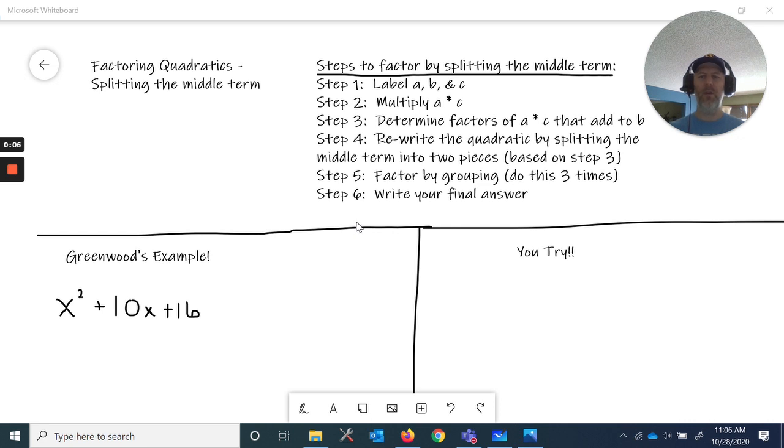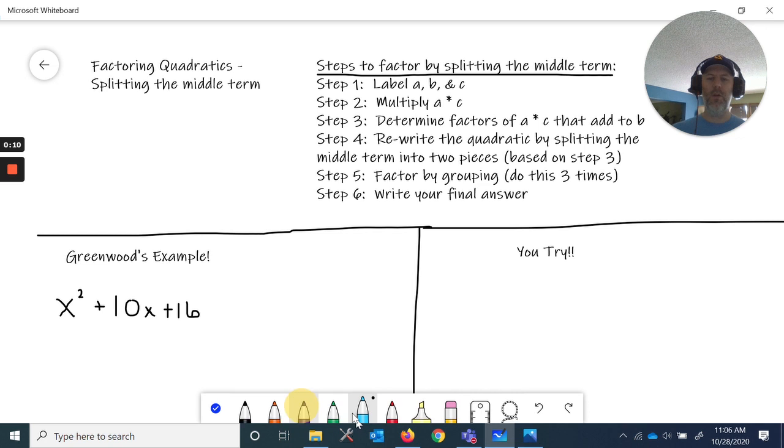In today's video, I want to talk about splitting the middle term with factoring quadratics. So let's get into it. Here are the steps we went through in class. And so we said step one is to label your A, B, and C. So here's what that looks like.